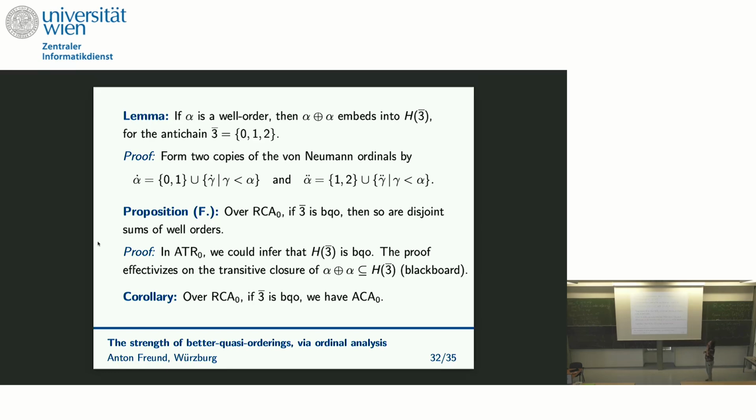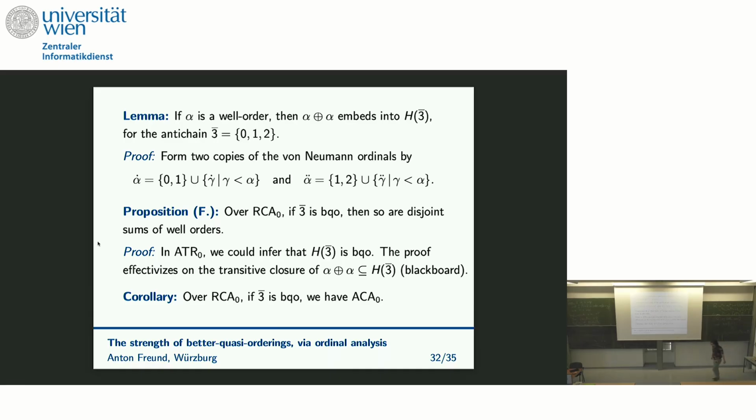Maybe as a quick side remark, in the first part, I implicitly used the fact that if the 3-element anti-chain is a better quasi-order, then any finite order is a better quasi-order, even over weak theories, because I internalized the quantification. And that comes from this lemma as well, essentially, because if I have the 3-element anti-chain, then I have 2 copies of the von Neumann ordinals. Let me just draw them very small.